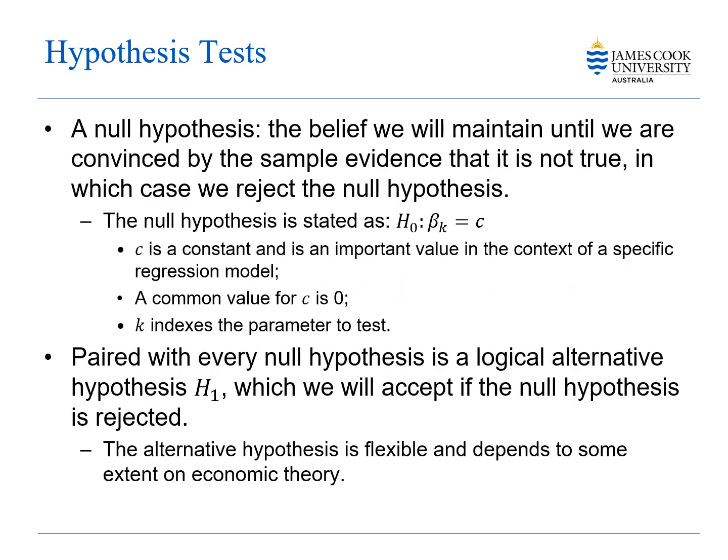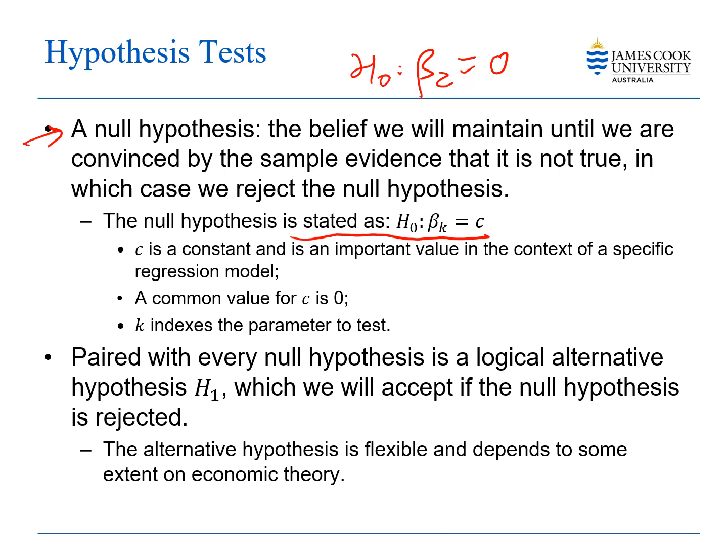Okay, let's look at these elements one by one. A null hypothesis is the belief we will maintain until we are convinced by the sample evidence that it is not true, in which case we will reject the null hypothesis. Typically, it's stated as H0: beta k is equal to c. For example, in our food expenditure example, H0: beta 2 is equal to c. We want to check whether it's 0 or not.